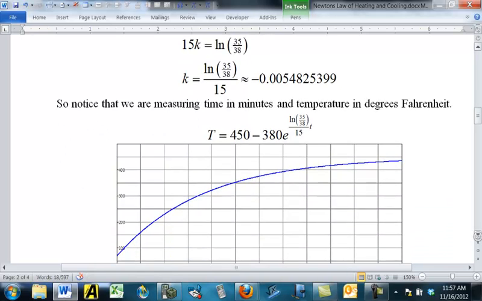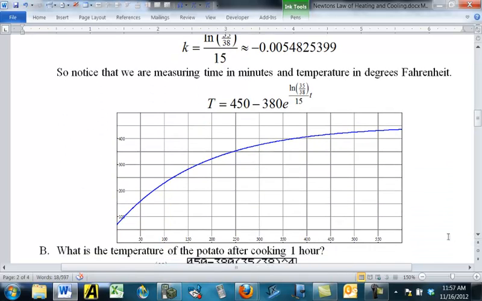And I graph it over a reasonable time. In this case, this formula doesn't start applying until we put the potato in the oven at time 0. So our x, or t in this case, lowercase t is x, or input, is going to start at 0. And I went ahead and went like 600 minutes, which is like 10 hours. We're not going to bake the potato that long. But if we left it in there 10 hours, this is what the graph would look like.